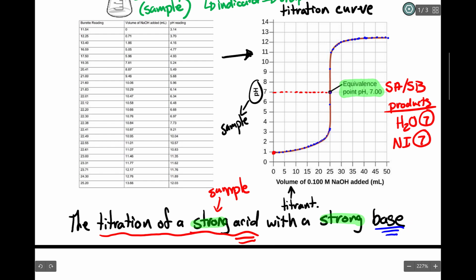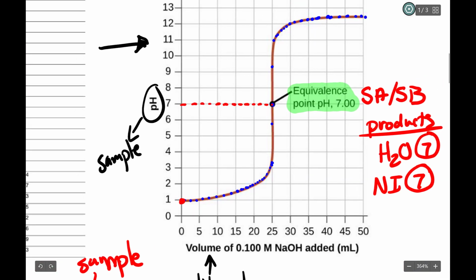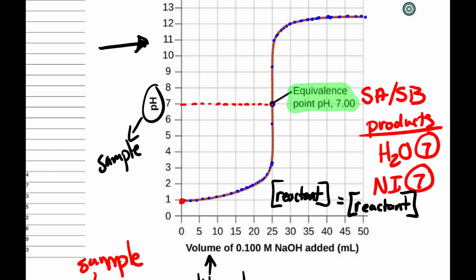And the reason why I know it's a strong acid with a strong base is because the equivalence point is at 7. When you do a strong reaction, you're always going to produce two things, a neutral ionic solution and water, both of which are going to be neutral. Now, if you're wondering, what is this equivalence point and how do I determine it? The equivalence point is when the concentration of one reactant is equivalent to the concentration of the other reactant. So the moles have canceled out completely. It is a mathematical figure.